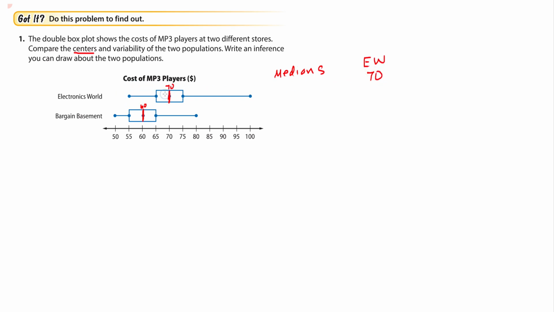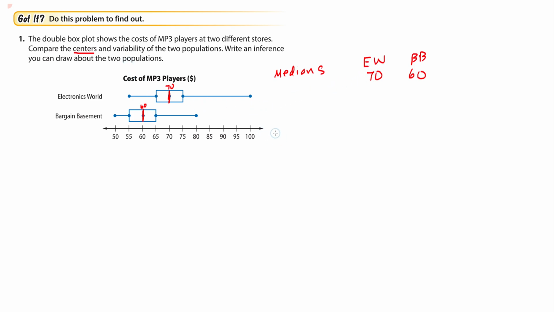So if I compare the medians for Electronics World, it's 70. I don't have to do any calculations. That bar there in the box tells me that it's 70. And for Bargain Basement, it is 60. So I could say, hey, MP3 players at Bargain Basement are cheaper. Or I could say MP3 players at Electronics World are more expensive. Now we can see there are some at Bargain Basement that are more expensive than some of them at Electronics World, but the overall population of MP3 players are more expensive at Electronics World.